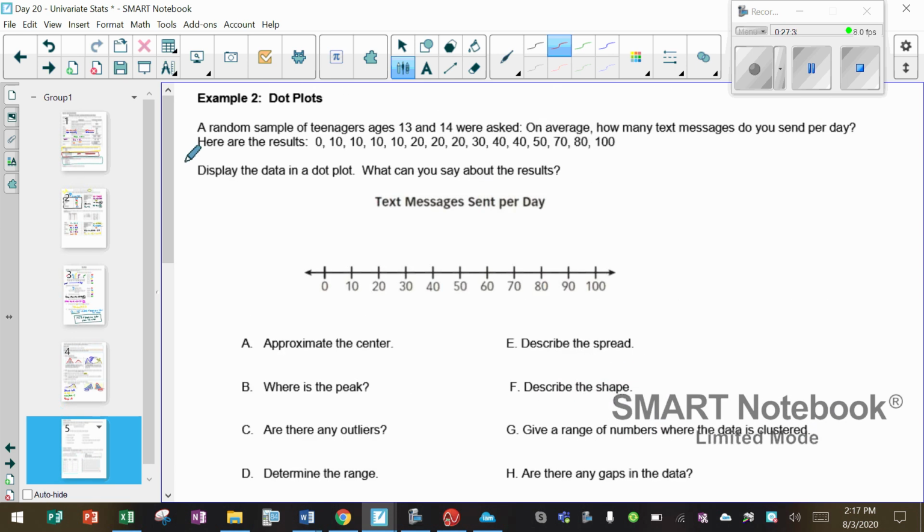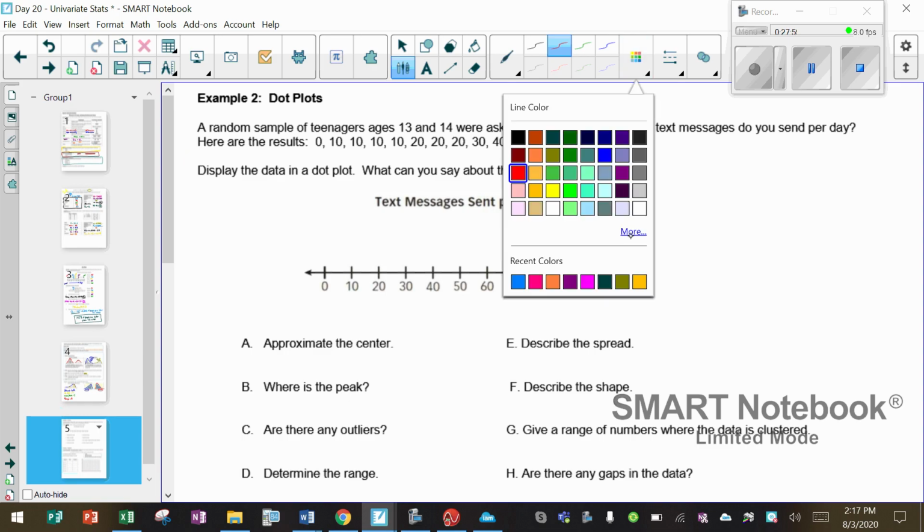So here we go. A random sample of teenagers ages 13 to 14 were asked, on average, how many text messages do you send per day? Here are the results: 0, 10, 10, 10, 10, 20, 20, 20, 30, 40, 40, 50, 70, 80, 100. Display the data in a dot plot, and then what can you say about the results? That's what these extra questions are for at the bottom. So here we go.